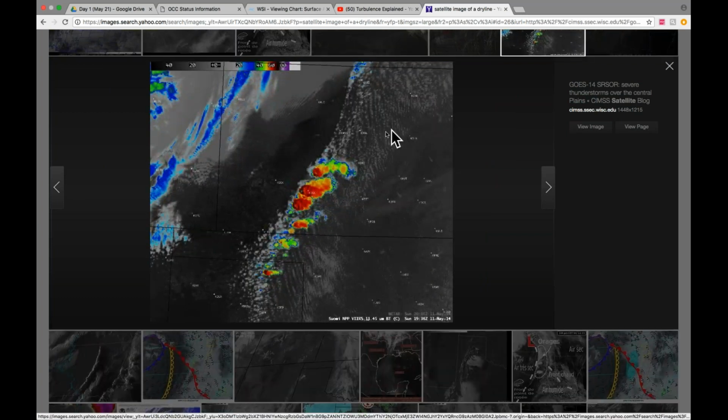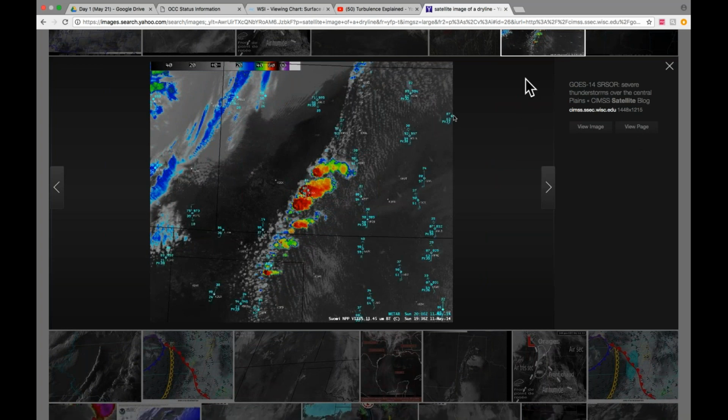And this is what it looks like on a radar summary. So these areas of the dark red, that's areas of very strong, heavy precipitation. Orange is moderate, yellow, light, green, drizzle. But kind of interesting to see how it just butts right up against that frontal line there.